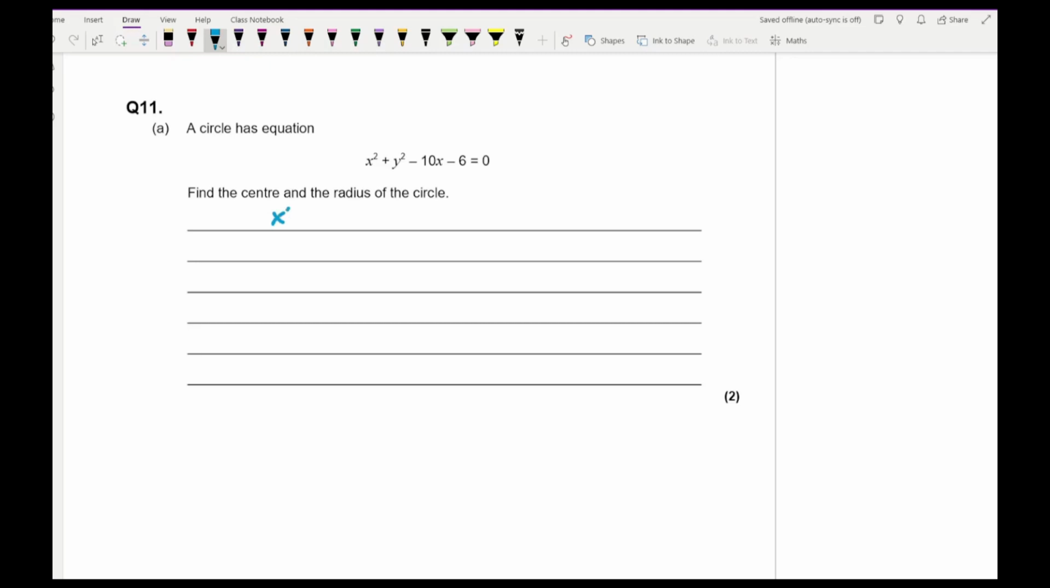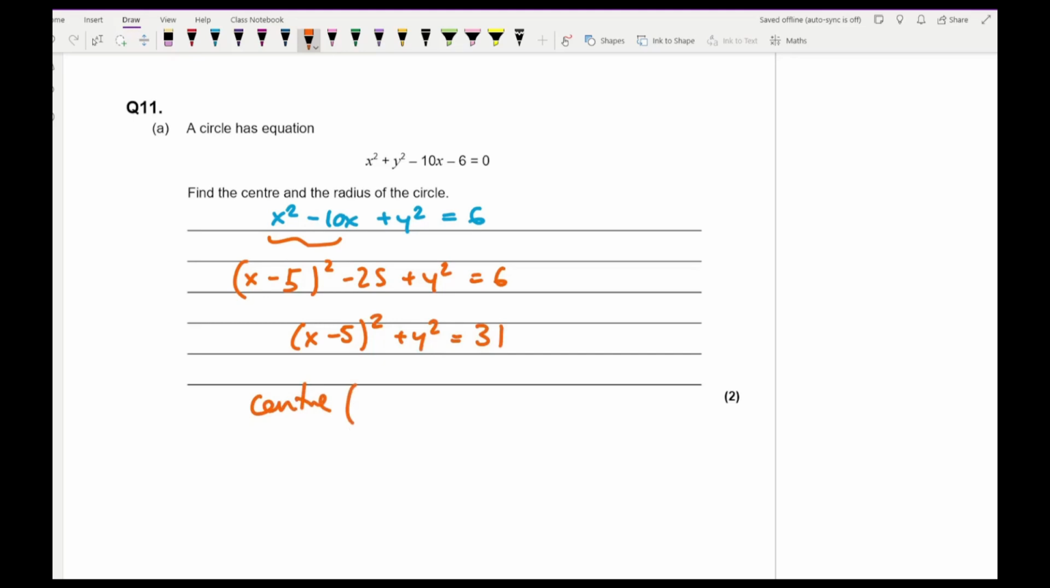So again, just rearranging, I've got x squared minus 10x plus y squared equals 6, and then factorising the pairs, I get x minus 5 squared minus 25 plus y squared equals 6, and then rearranging this, I get x minus 5 squared plus y squared equals, and that's going to be 31. So therefore the centre is going to be at 5, 0, and the radius is going to be root 31.